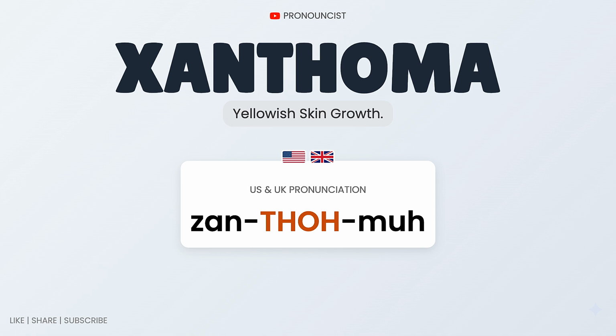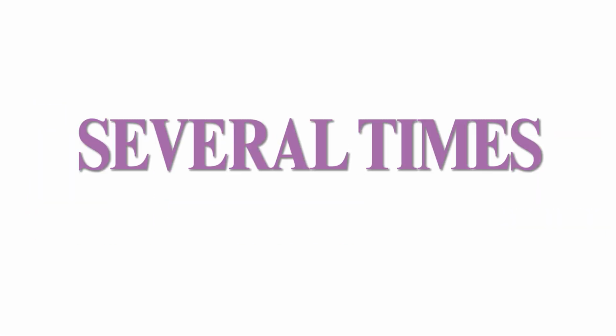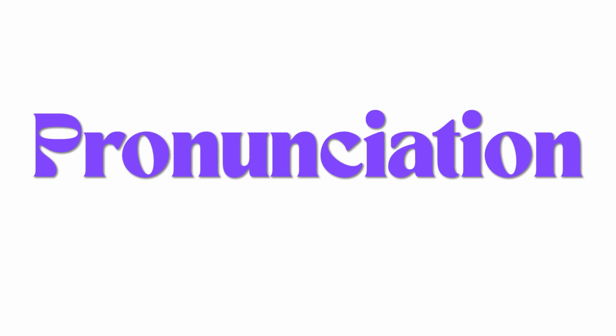Practice repeatedly and you'll soon be able to say this word perfectly. The best way to practice is to repeat the syllables multiple times. The meaning of the word is yellowish skin growth. Try repeating this word several times to improve your pronunciation.